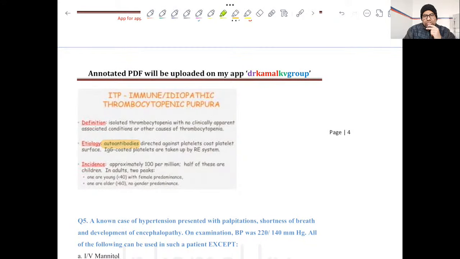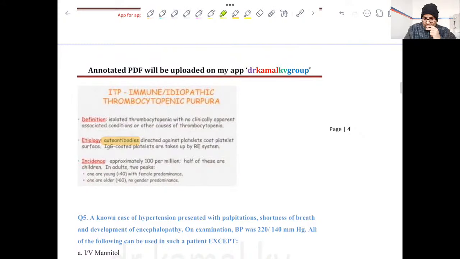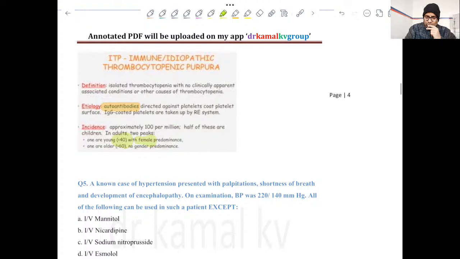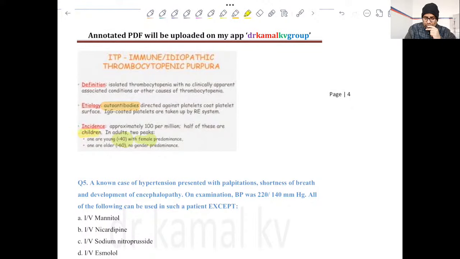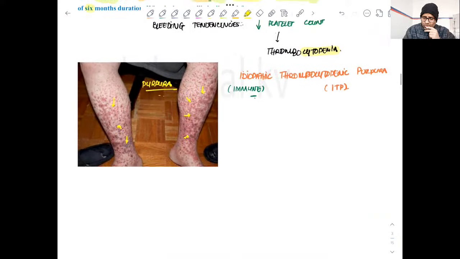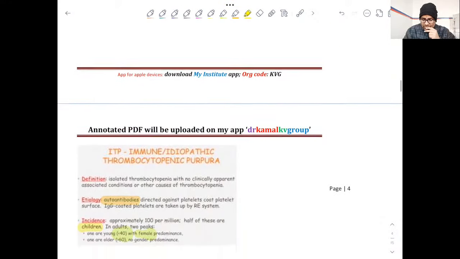Now this condition is bimodal. It means it can be seen in childhood and in adults, especially in females less than 40 years. Clear? That is a classical presentation, although children can also be affected. So this is ITP, that is immune or idiopathic thrombocytopenic purpura with bleeding tendencies.